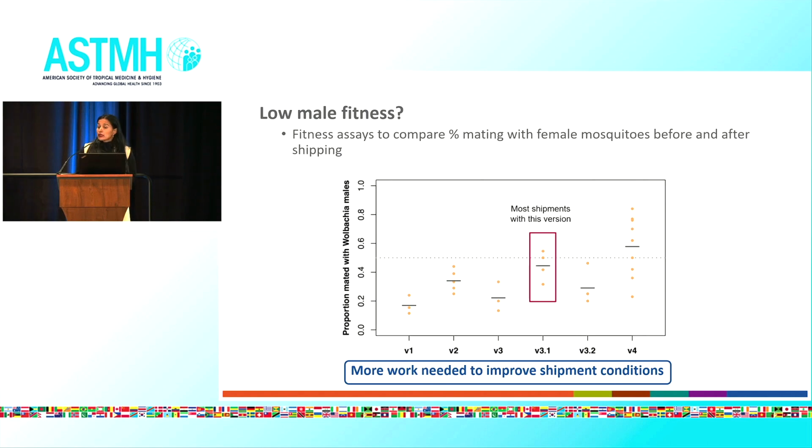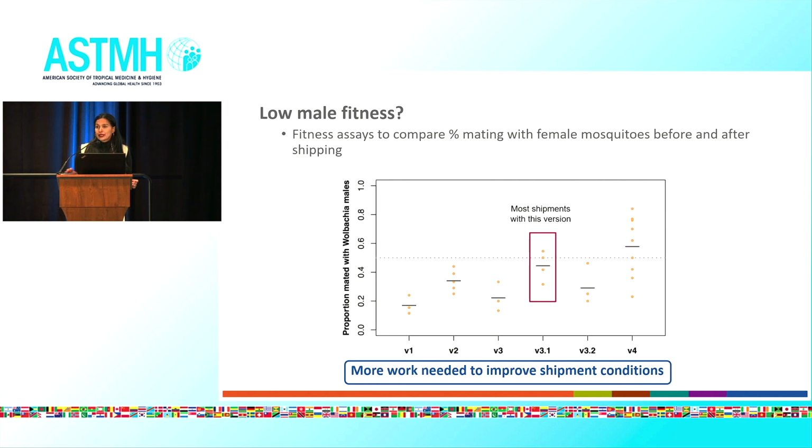So what about the fitness of the mosquitoes that we were releasing? The shipment containers were developed for this specific project and were continued to be optimized during the duration of the study. On the y-axis in this graph, you can see the measure of mosquito fitness, that is the proportion of wild female mosquitoes that mated with Wolbachia males, and the different vessels are on the x-axis.